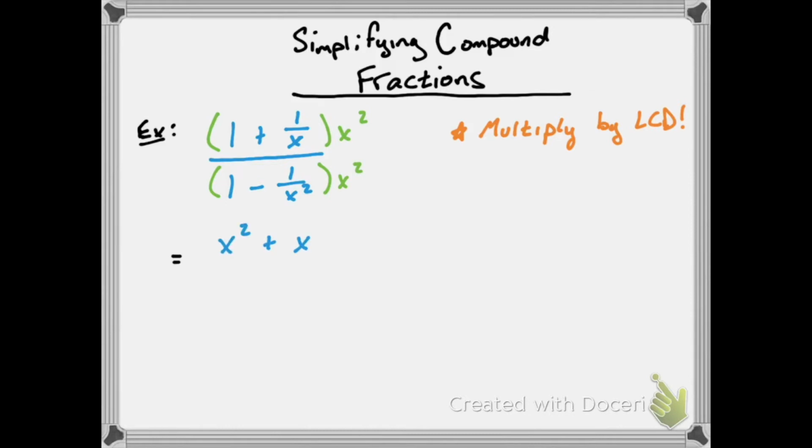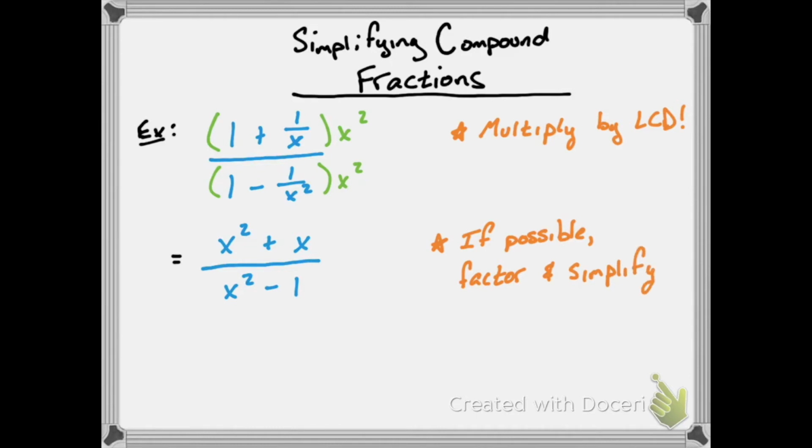We'll have (x² + x) divided by (x² - 1). So we already got rid of the nasty compounded fraction part. Now we're just going to try to simplify and factor if we can. In the top, we have a GCF of x, so we'll have x times (x + 1).